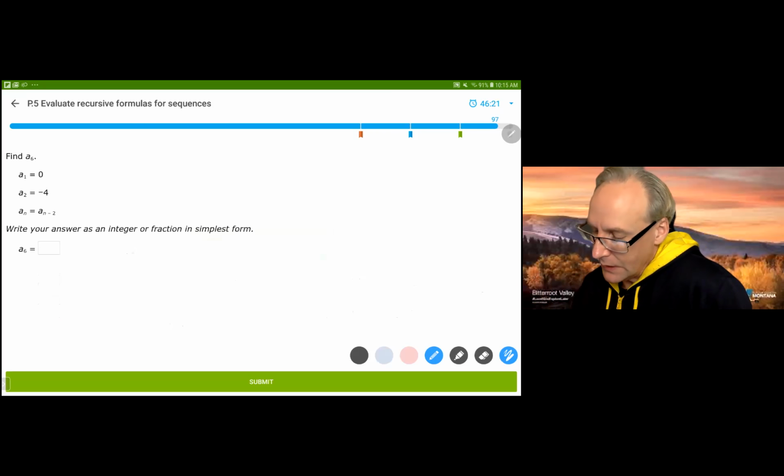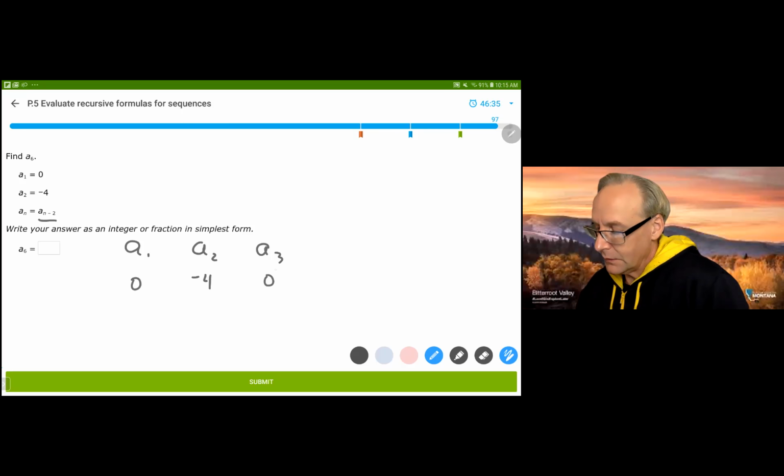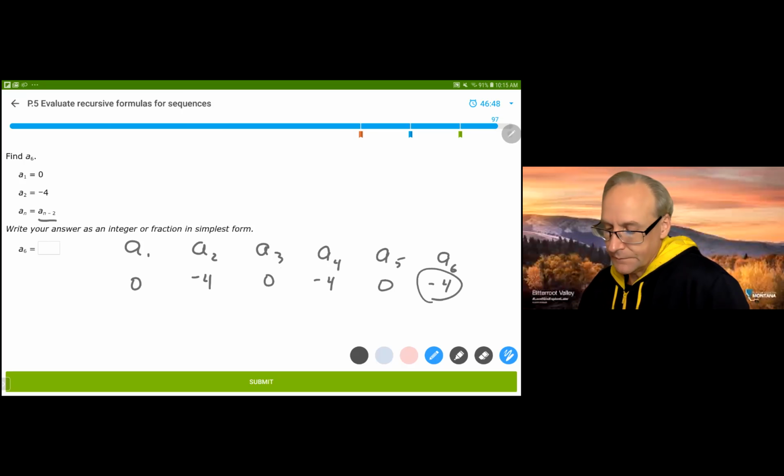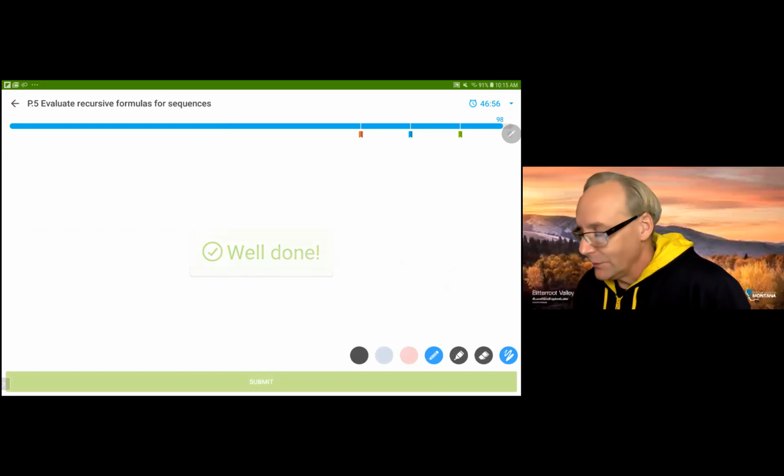Okay, so A1 is 0, and A2 is -4, and we are going to, oh, it's just equal to the 1, 2 before. So A3 is 0, and A4 is -4. See, I'm just going 2 back. And A5 is 0, and A6 is -4. There it is. Some people would probably get freaked out by that because you didn't have to do anything.